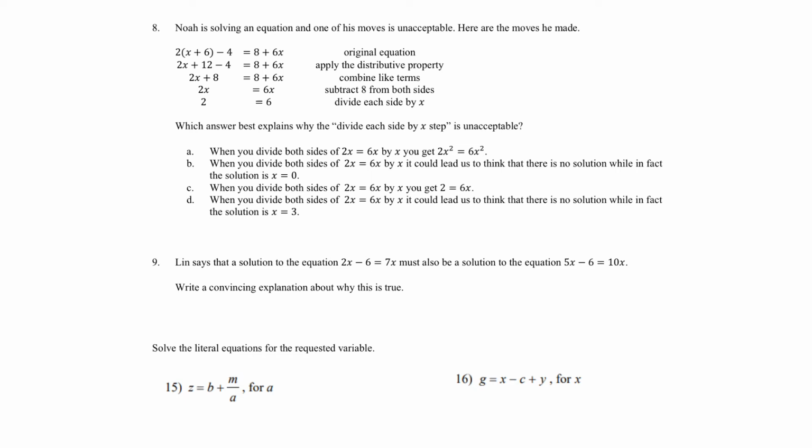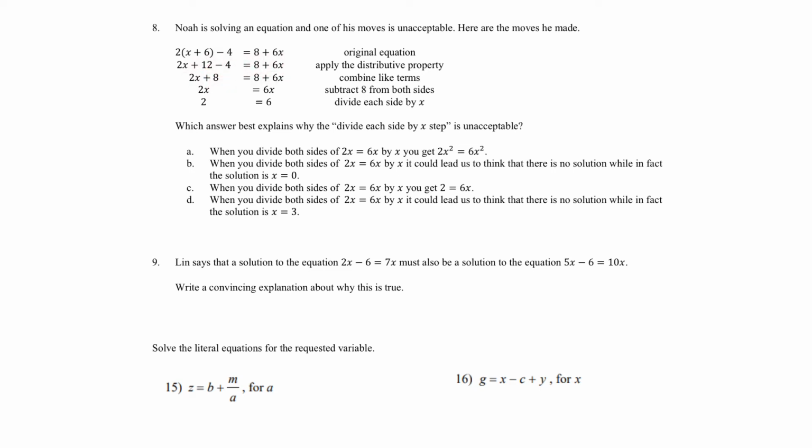All right, so we have Noah. Noah is solving an equation, and one of his moves is unacceptable. So he did something wrong. Here are the moves he made. First, he has his original equation. Then he applies the distributive property. So he distributed the 2 through the parentheses and made it 2x plus 12. That so far looks good.